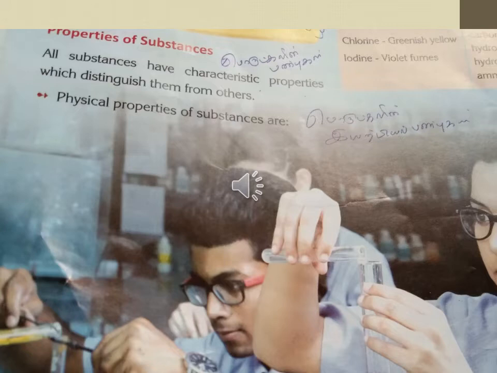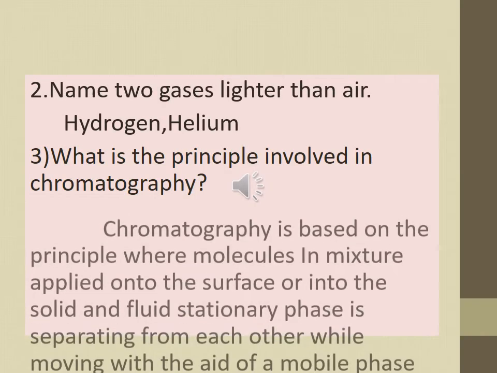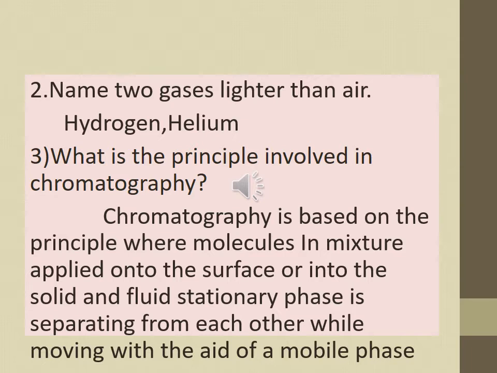Now second question, name two gases lighter than air. Write that. Now listen, name two gases lighter than air. Hydrogen, helium. Only two gases lighter than air. Some more examples are there, neon, nitrogen. Yes, hydrogen. You write only hydrogen, helium.